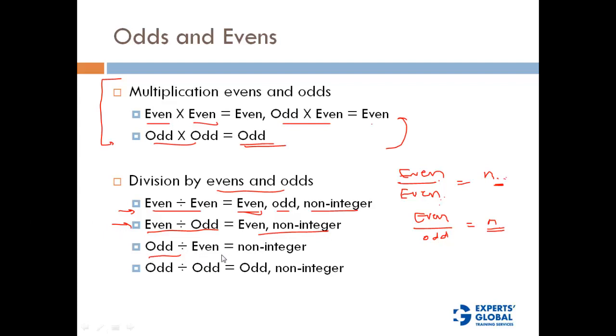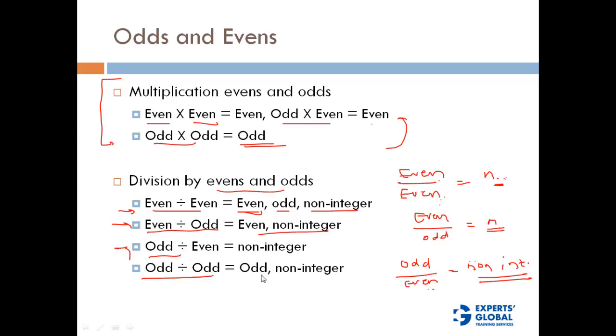Odd divided by even is always going to be a non-integer. It cannot be even, because then even times even would have become even. It cannot be odd, because odd times even would also have become even. So it will have to be a non-integer.